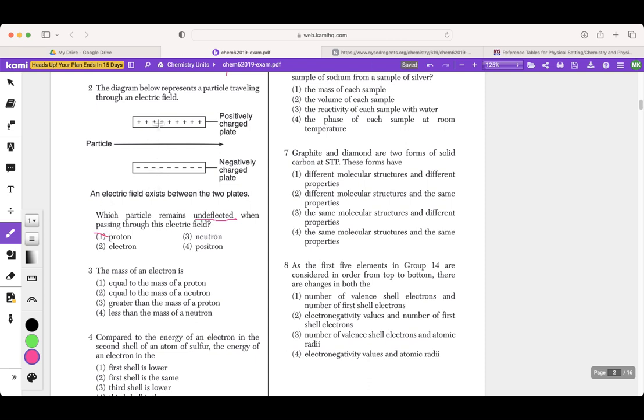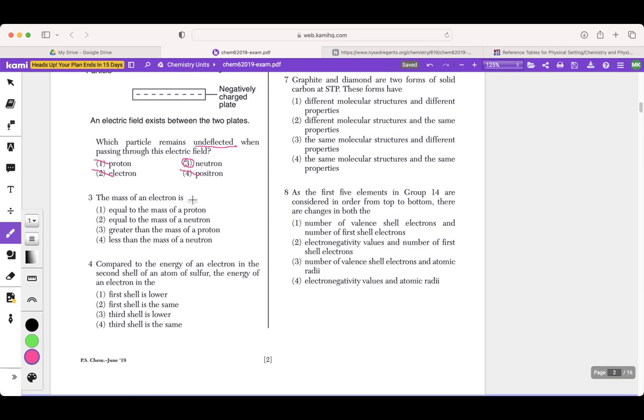An electron, because it's negatively charged, would be attracted to the positive field over here. But again, we see that the particle goes straight through without deflection. Cross that out. Now we're left with neutron and positron. Again, this is not a nuclear chemistry question, so it is not a positron. This is a positively charged electron. In that case, it would be attracted to this negative field here. The only thing that can go through and not be affected by charge is something that is neutral. So therefore, it's going to be choice 3, neutron.